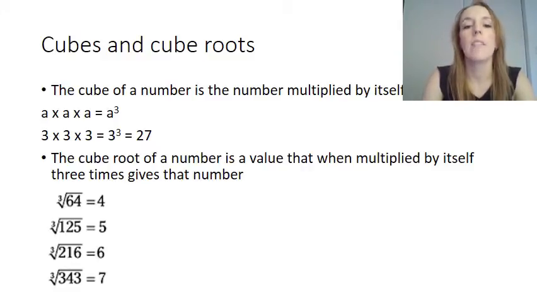So the cube root of a number is a value that when multiplied by itself 3 times gives that number. So for instance, the cube root of 64 is 4, because 4 times 4 times 4 equals 64. So 4 times 4 is 16, 16 times 4 is 64. The cube root of 125 is 5, because 5 times 5 times 5 equals 125. 5 times 5 is 25, 25 times 5 is 125, and so on. So the cube root of 216 is 6, the cube root of 343 is 7. So hopefully you can see the pattern there.